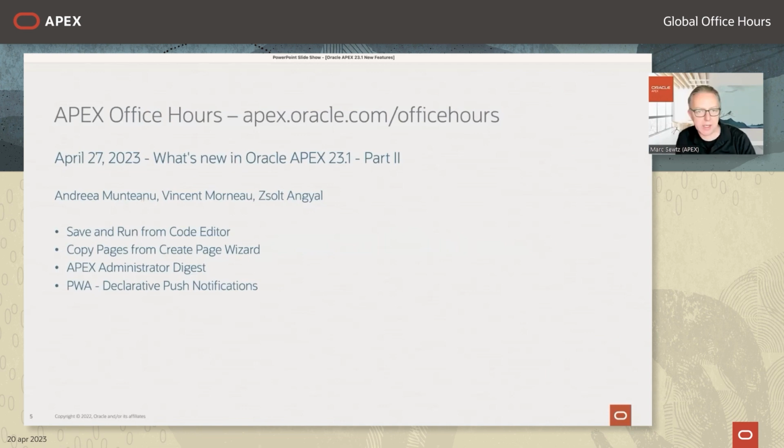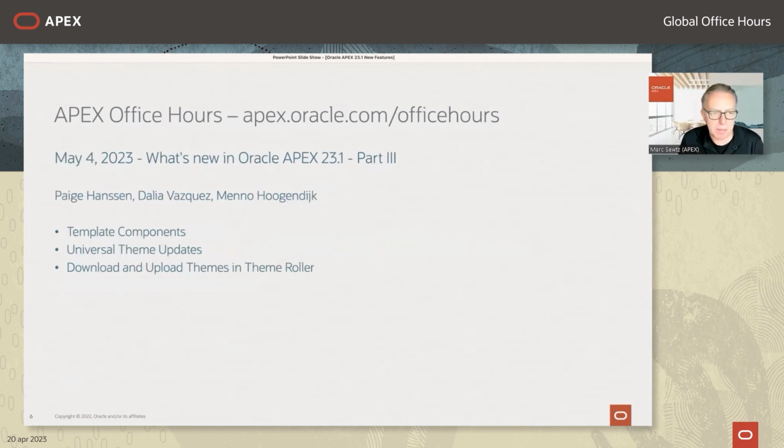Andrea, Vincent, and Zolt are going to talk about save and run from the code editor, copying pages directly from the Create Page Wizard, the new admin digest in instance administration, and the new declarative push notifications for PWAs. Then the week after that, on May 4th, we're going to have Paige, Dahlia, and Menno talk about the new template components, updates to the Universal Theme, and the ability to upload themes and theme styles from Theme Roller directly.